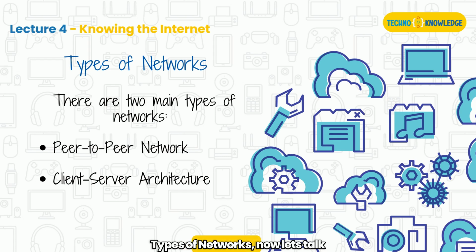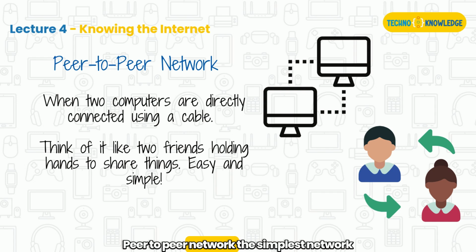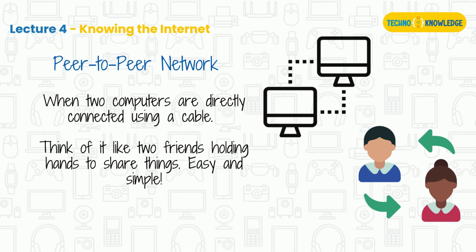Types of networks. Now, let's talk about two types of networks. Peer-to-peer network. The simplest network is called a peer-to-peer network. It happens when two computers are directly connected using a cable. Think of it like two friends holding hands to share things. Easy and simple.